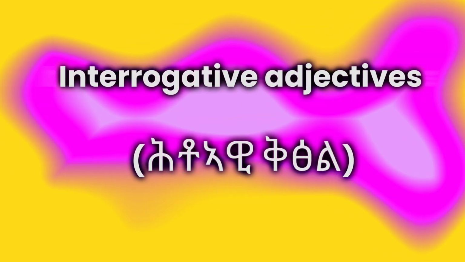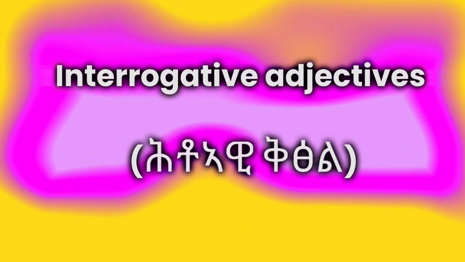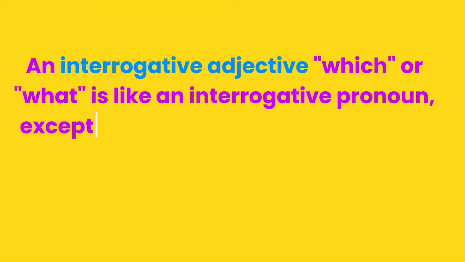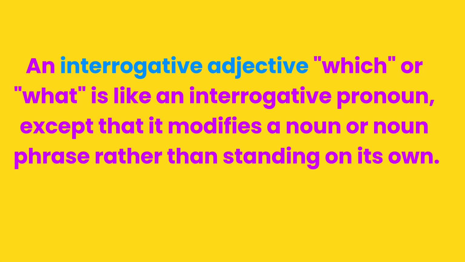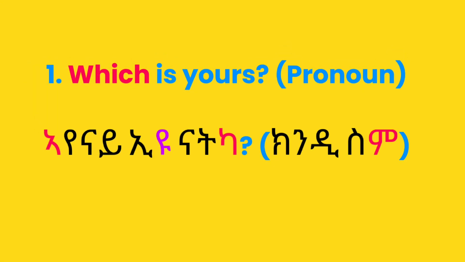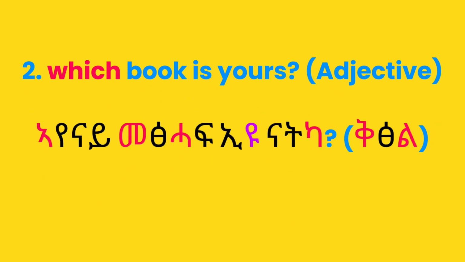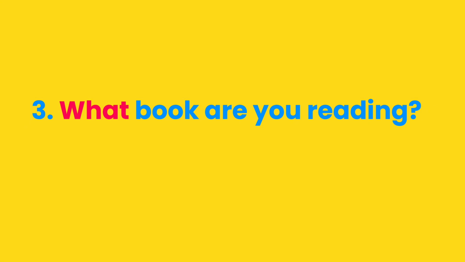Let's see. Interrogative adjectives. An interrogative adjective, which, what, whose, how much, or how many, is like an interrogative pronoun, except that it modifies a noun or noun phrase rather than standing on its own. Examples. 1. Which is yours? Pronoun. 2. Which book is yours? Adjective. 3. What book are you reading?